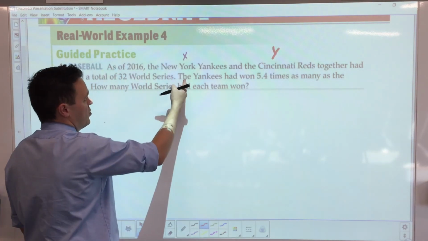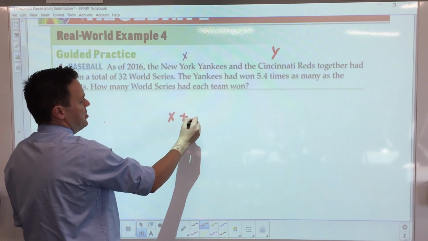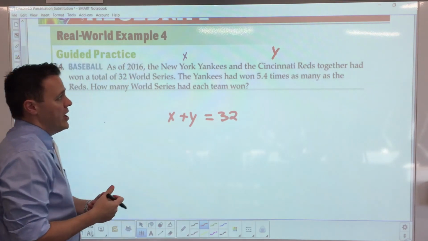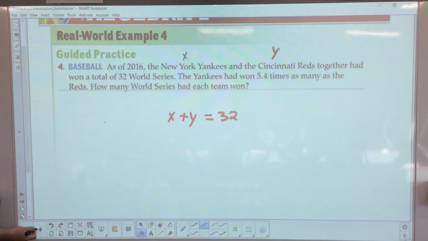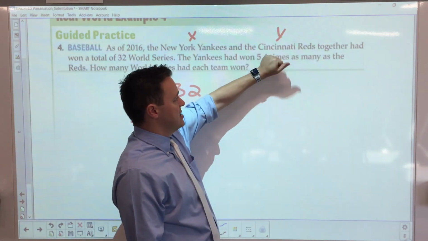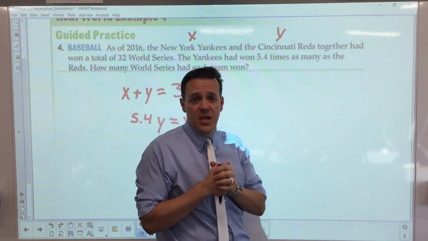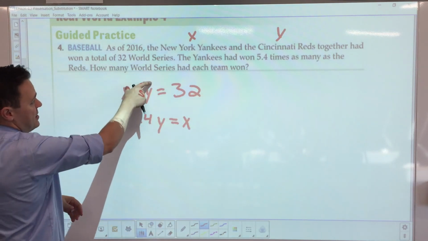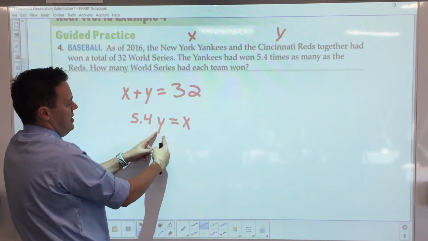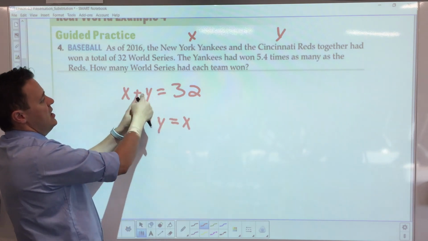Ladies and gentlemen, what we're going to do is talk about this equation as being X plus Y, and it's going to be equal to 32. Now, what that means is you have the two teams. The other part of the setup is New York Yankees X, Cincinnati Reds Y. It's going to be X plus Y equals 32 to mean how many championships they had. And then the setup's going to be the Yankees had won 5.4 times as many as the Reds, and then you solve.